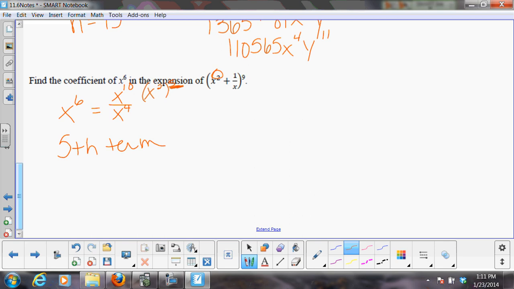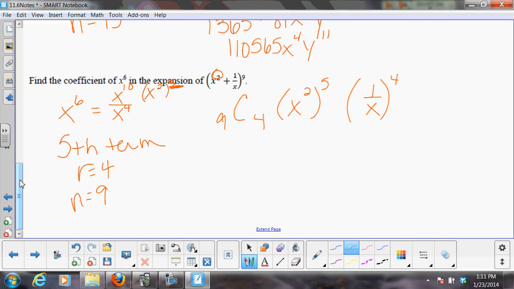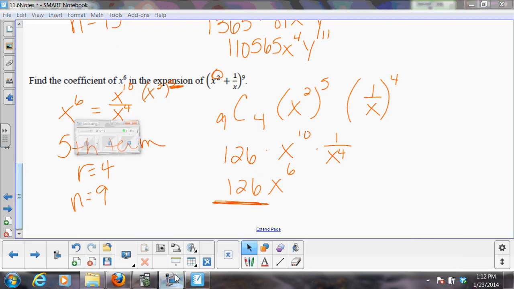So if that's the 5th term, then our r is really 4. Our n is 9 because it comes from the exponent on the outside. So 9C4, x squared to the 5th for our first term, 1 over x to the 4th, and then simplify. 9C4 is 126. This is x to the 10th. This is 1 over x to the 4th. 126 x to the 6th. The coefficient is 126. And that concludes chapter 11.